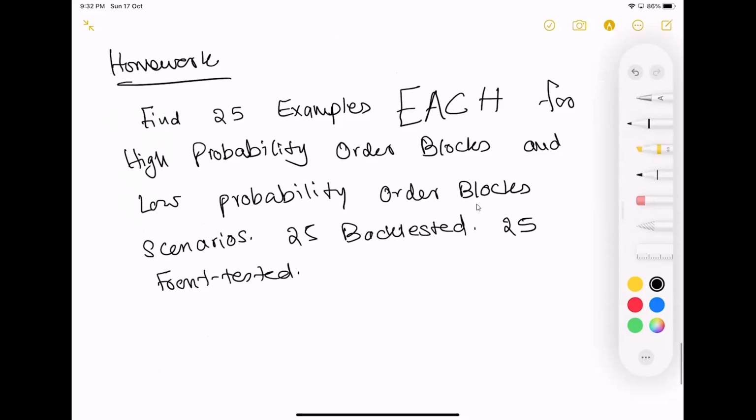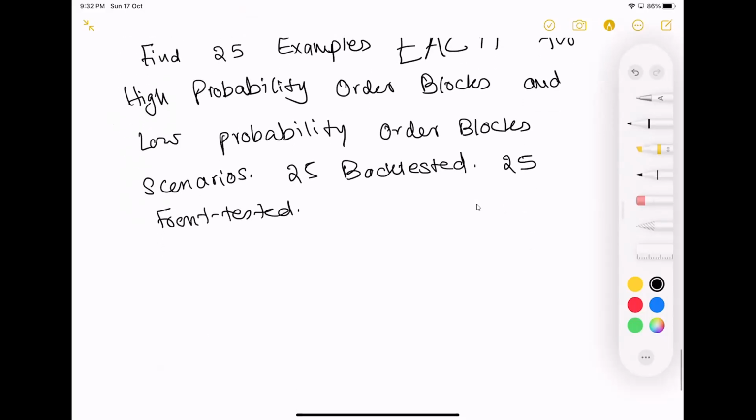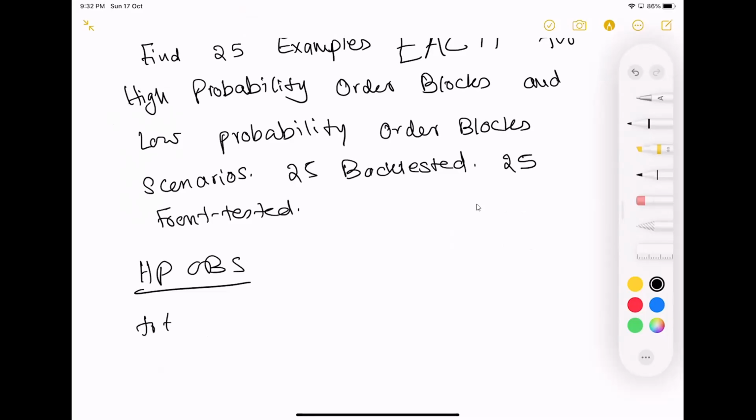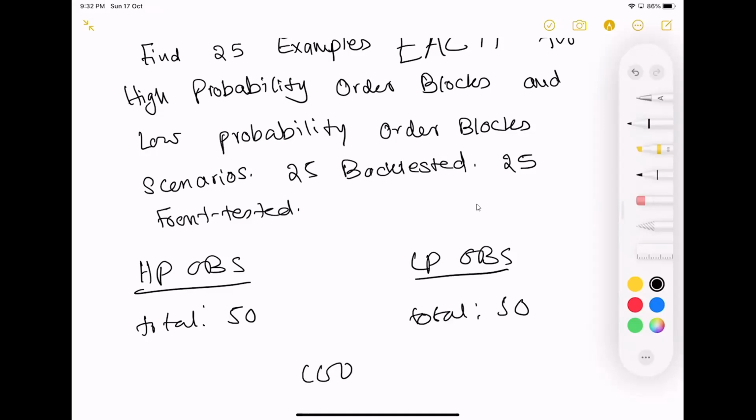Is this already old homework? No, old homework was the cycles, right? This is order blocks only. Okay, so that means for high probability order blocks, you need a total of 50 examples. Low probability order blocks, you have a total of 50 examples. So you have 100. Right? It's a lot of work, but pattern recognition is key.